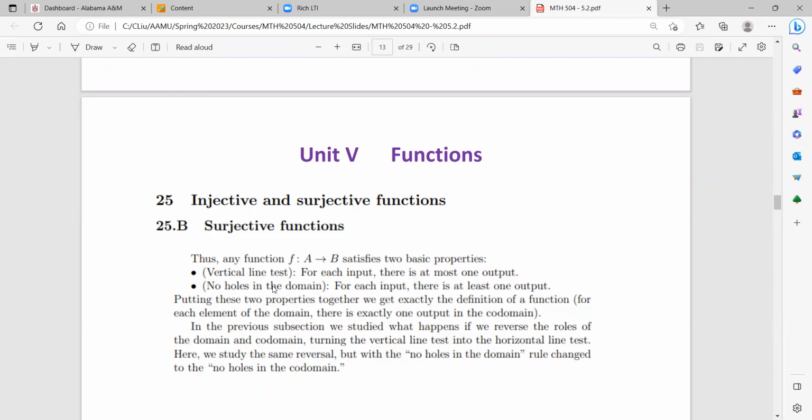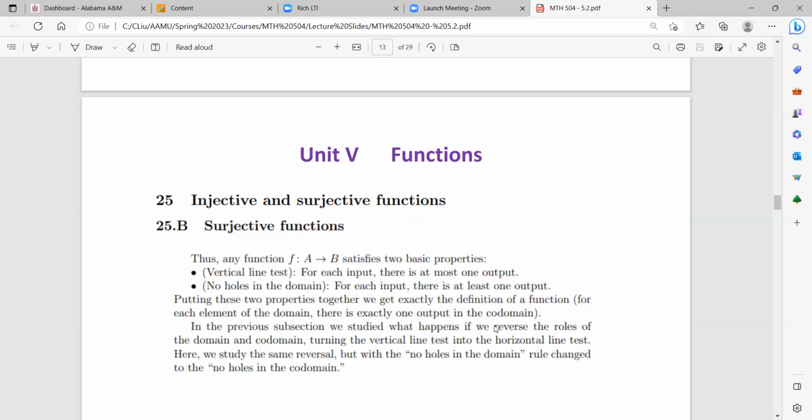So that's the function. Now, if you reverse the roles of domain and codomain, as we did previously last time, then we turn the vertical line test into horizontal line test, and then we use that to determine whether a function is one-to-one or not, right? A horizontal line test tells you whether a function is one-to-one or not.